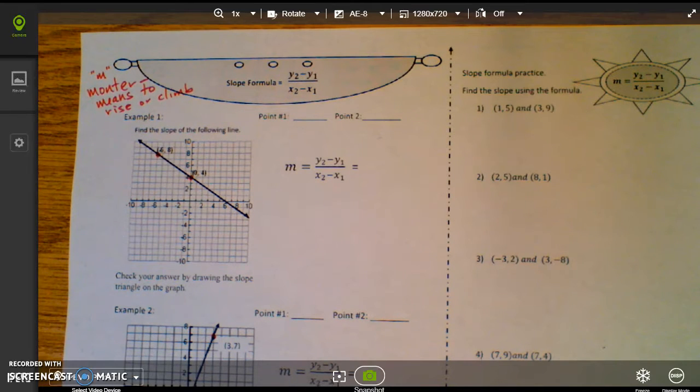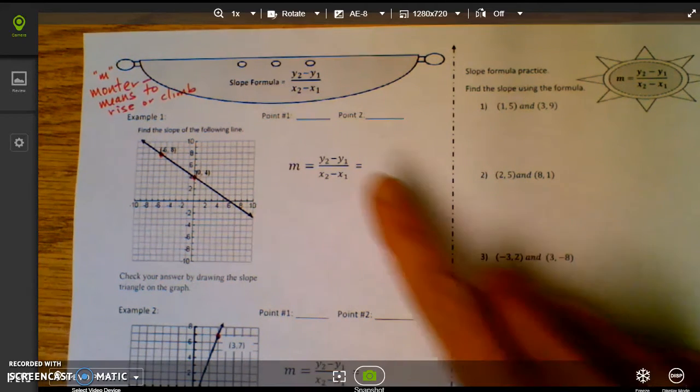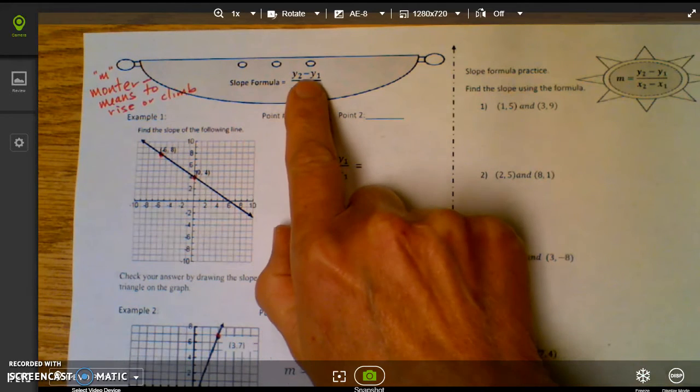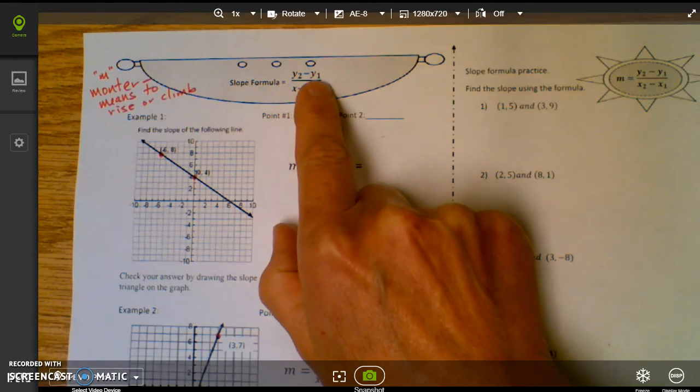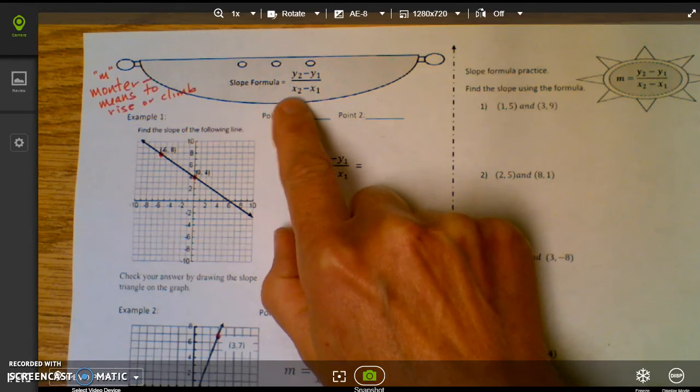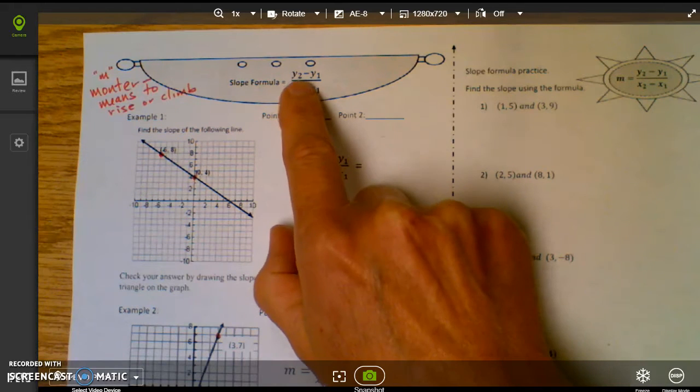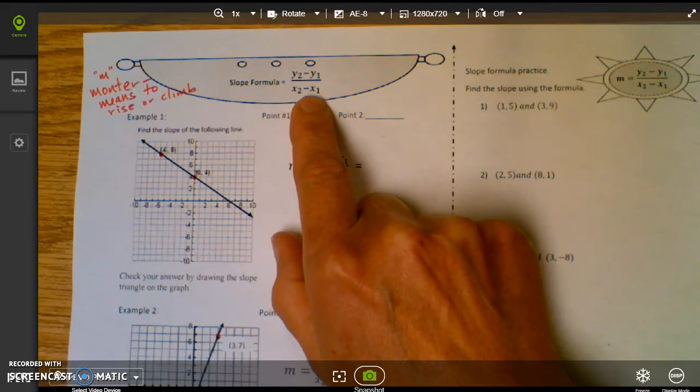Okay, ladies and gentlemen, today you are finally getting your lesson on how to use the slope formula to calculate slope between 2 points. First thing you're going to notice is our formula right here. This tells us that we are taking our second y value minus our first, and our second x value minus our first. Those little 2's and 1's, guys, are called subscripts.